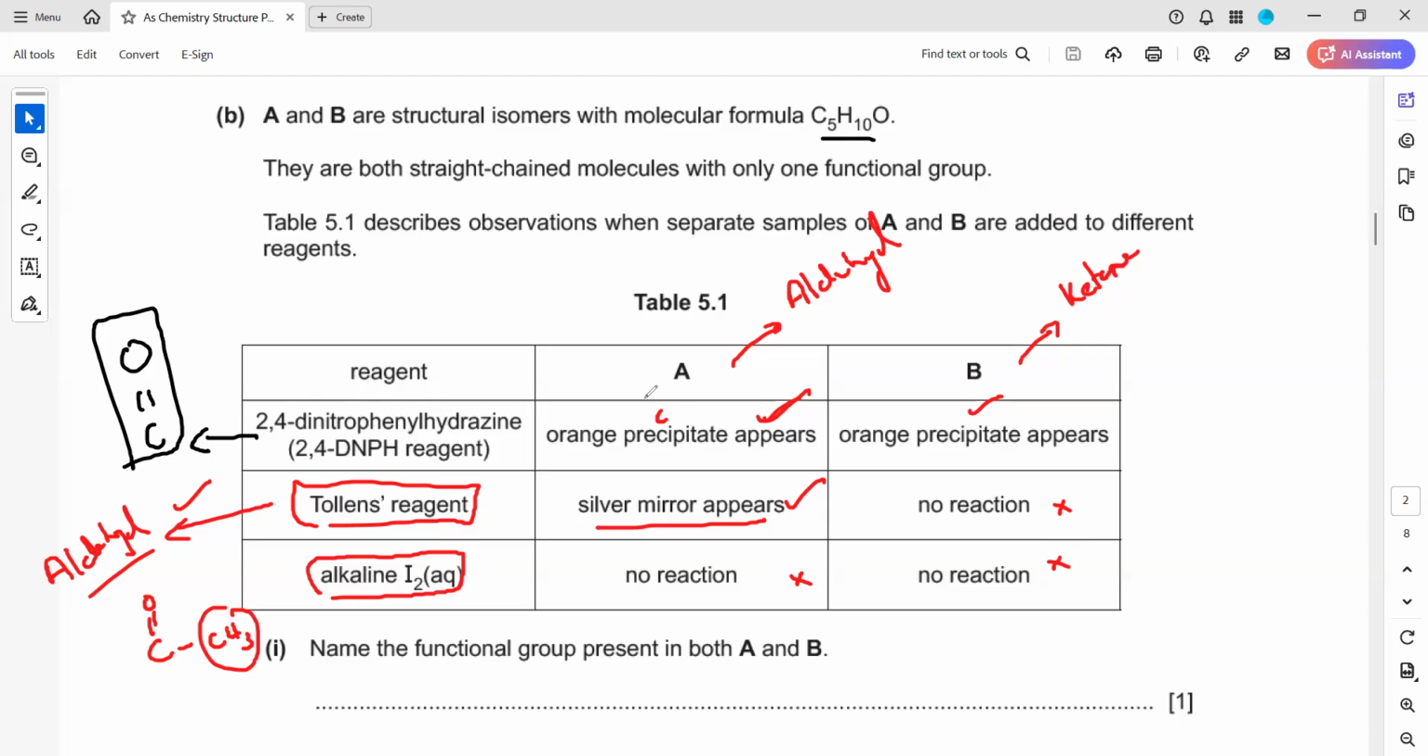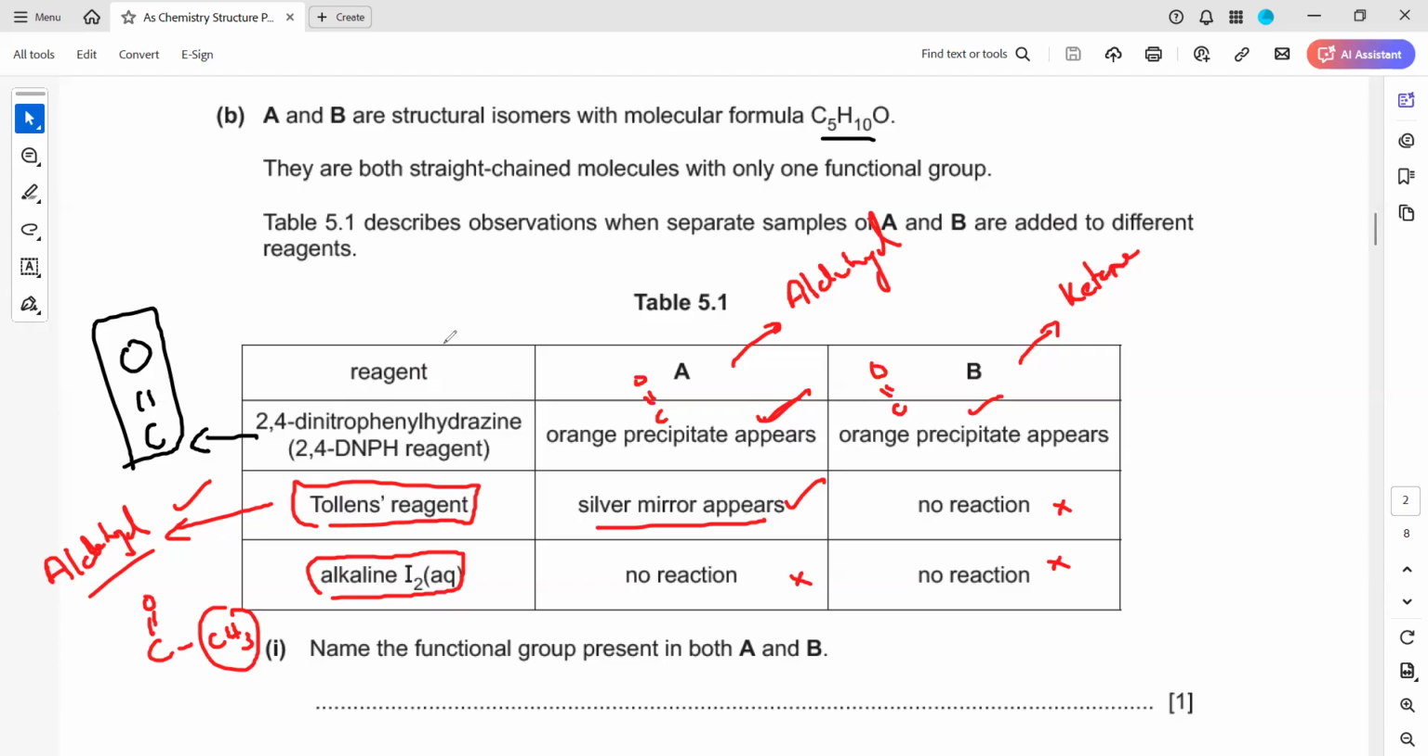So the first test indicates both are carbonyl groups, either aldehyde or ketone. The second test distinguishes that A is actually an aldehyde whereas B is a ketone. Whereas the third test, alkaline iodine, gives a negative result. So this gives an idea that there is no methyl group next to the carbonyl group.